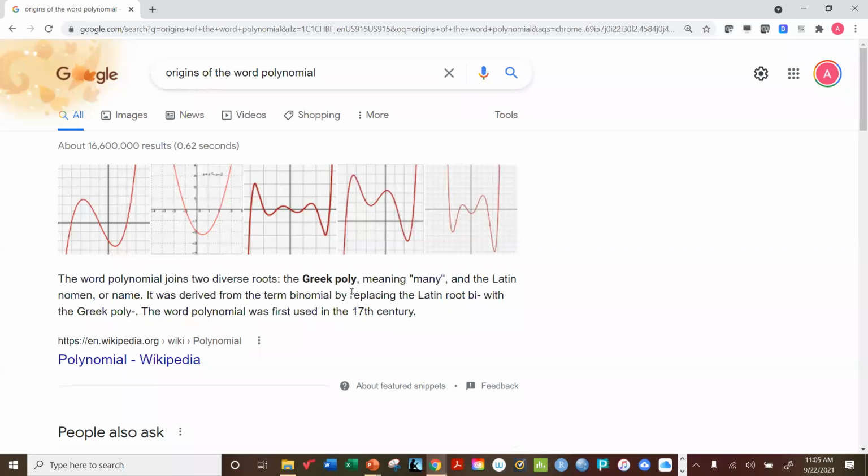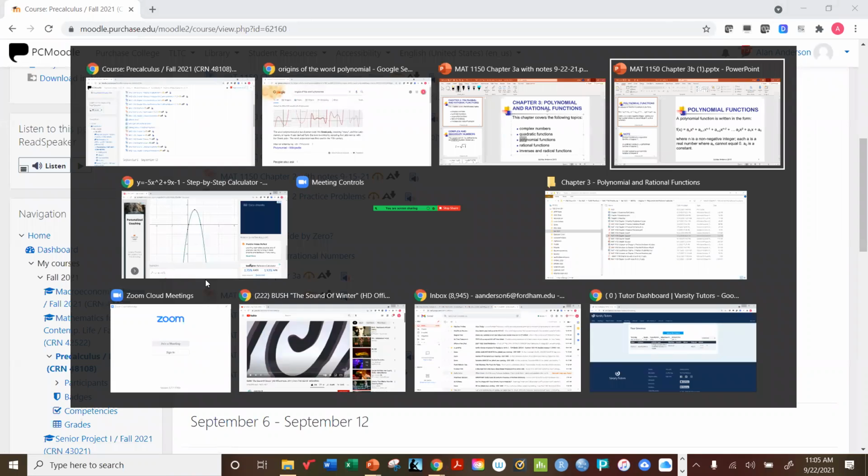Okay, two diverse roots, the Greek poly meaning many and the Latin nomen or names. It's many names, but it's usually interpreted to mean many terms. It was derived from the term binomial by replacing the Latin root bi with poly. Nomial technically means name, but it's usually interpreted to mean terms in an expression. So it just means there's many terms. That's literally all that it means.